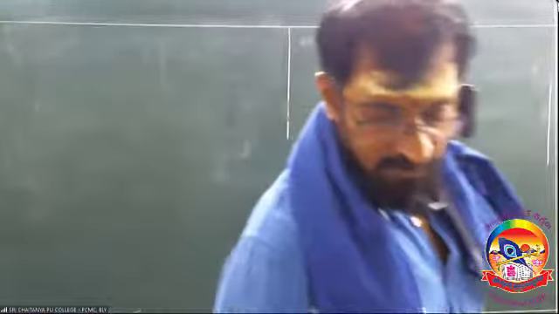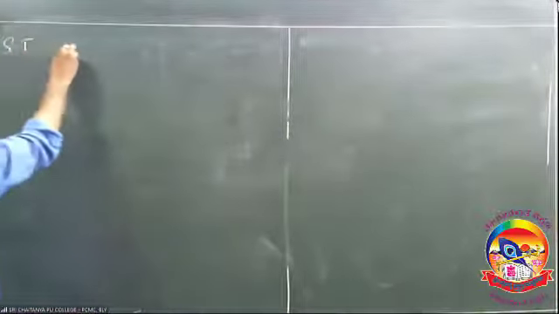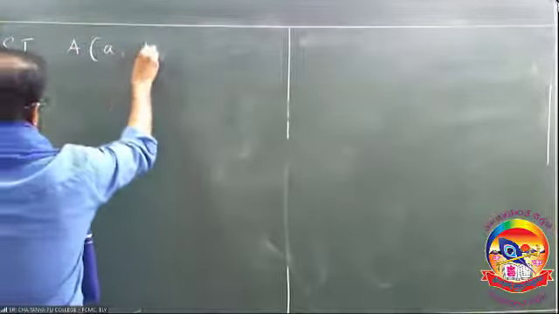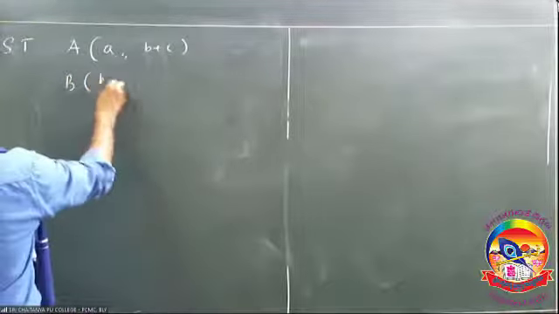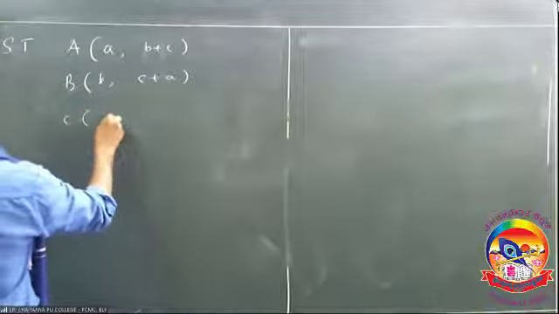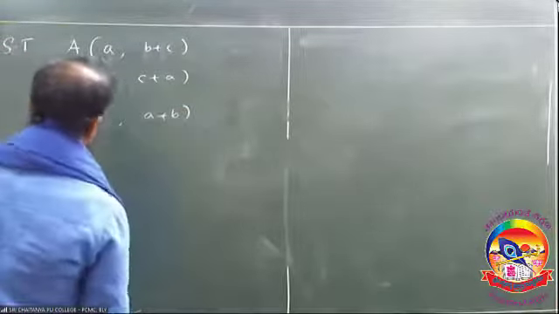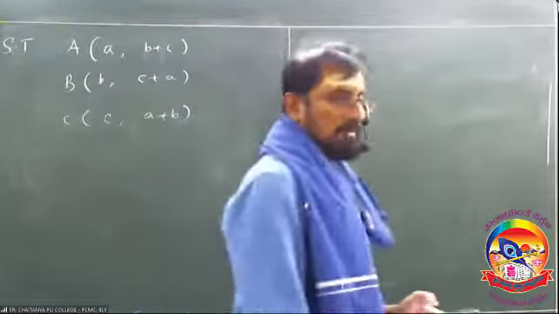Show that the points A, B plus C; B, C plus A; C, A plus B are collinear.